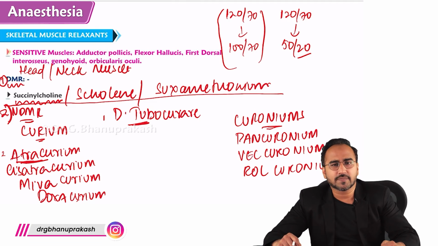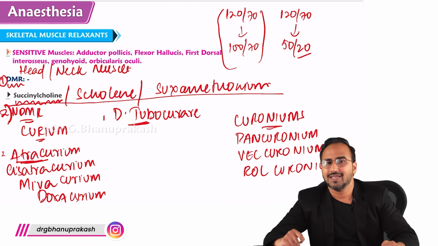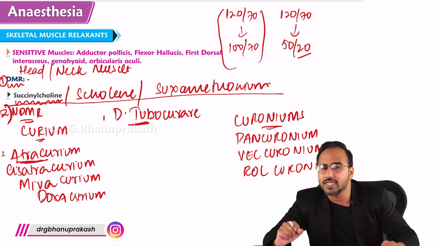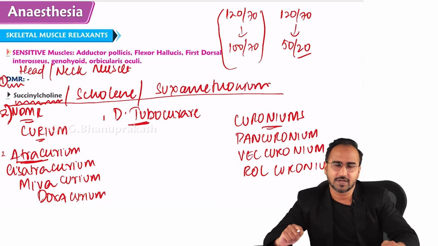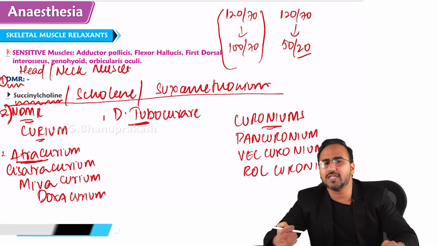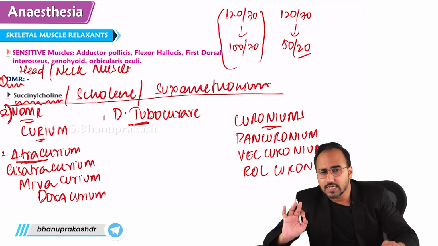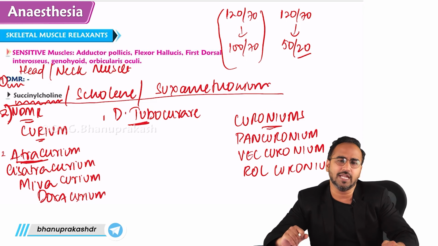Which is called as what, guys? Hoffman degradation or Hoffman elimination. That is a spontaneous degradation of the drug. Right? What is happening in Hoffman degradation?